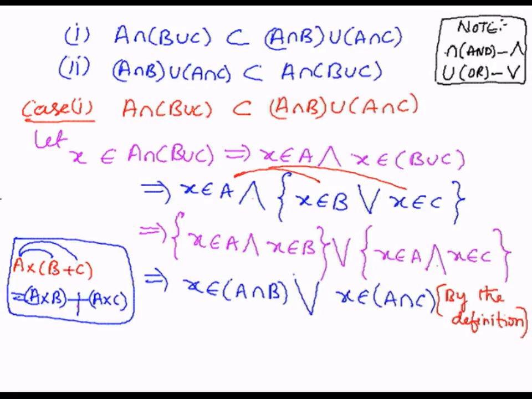Then the next logical step will be, that implies x belongs to the first set or x belongs to the second set, which can be written as x belongs to the first set A intersection B, or, where "or" can be written as union, the second set A intersection C. So I got this step by the definition of the union of two sets, that is, the first set A intersection B and the second set A intersection C.